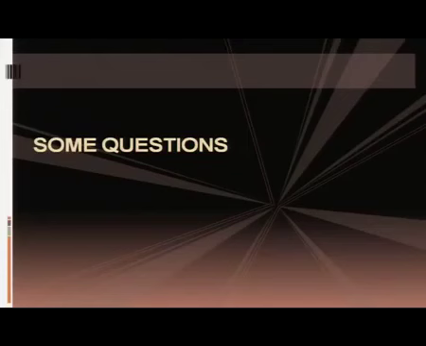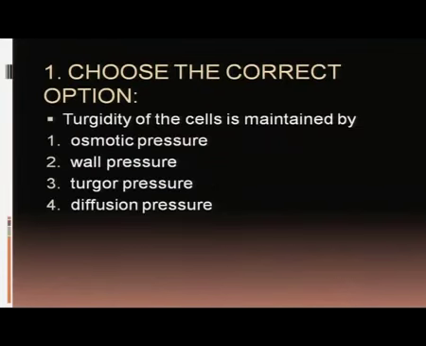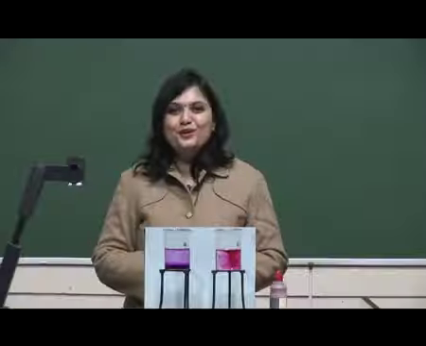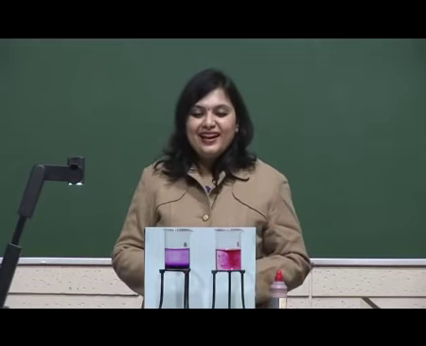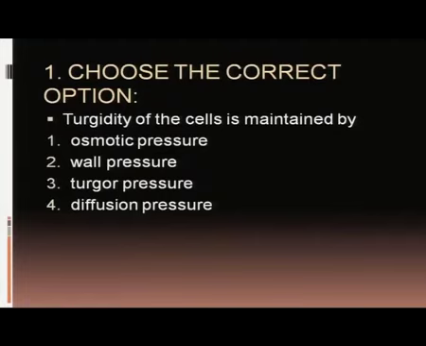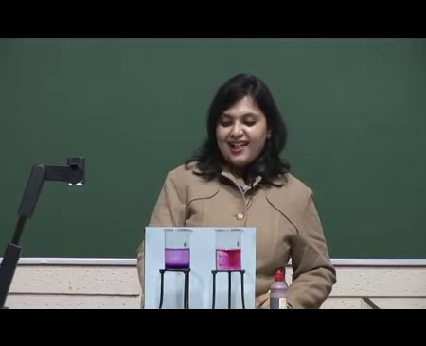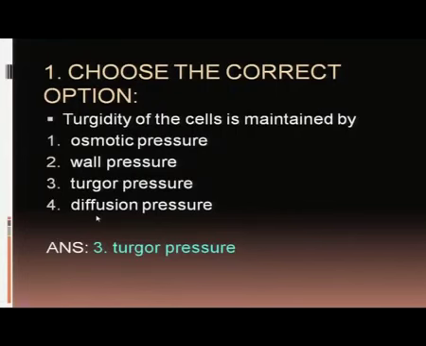Now, I have some questions for you to solve. These questions have appeared in previous years in some competitive exams. Let us try to solve a few of them, and then I will give you some as your homework also to try on your own. Okay. So, the first question is, turgidity of cells is maintained by, the four options are osmotic pressure, wall pressure, turgor pressure and diffusion pressure. Oh, this one is easy, we just talked about it. The answer is turgor pressure.